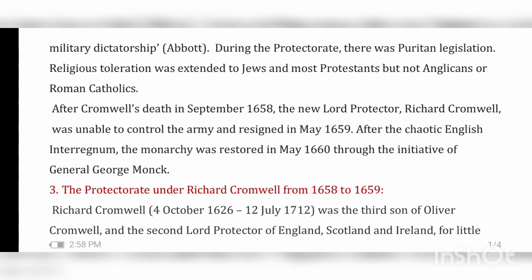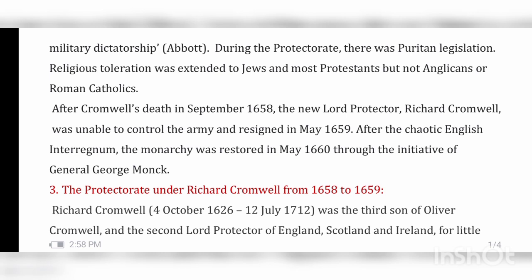Cromwellian government has been called one of the first experiments in military dictatorship. During the Protectorate, there was Puritan legislation. Religious toleration was extended to Jews and most Protestants, but not Anglicans or Roman Catholics.